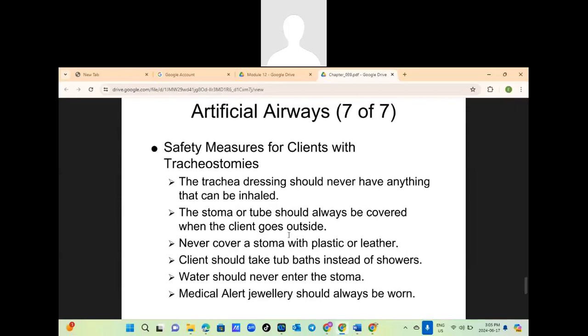Clients should take tub baths instead of showers. Water should never enter the stoma. Medical alert jewelry should always be worn. I have a client, a lady, who doesn't want the tub. She's 86. Usually we do a shower.